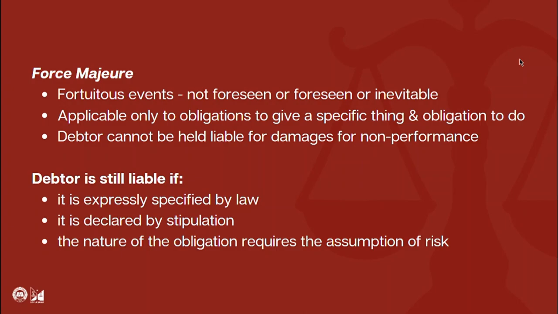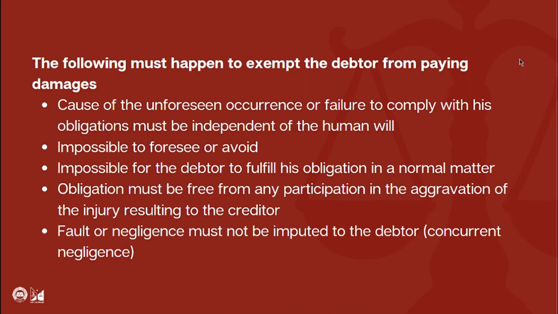The following must happen to exempt the debtor from paying damages. First, the cause of the unforeseen occurrence or failure to comply with his obligations must be independent of the human will. Second, it was impossible to foresee or avoid. Third, it is impossible for the debtor to fulfill his obligation in a normal manner. Fourth, the debtor must be free from any participation in the aggravation of the injury to the creditor. And lastly, fault or negligence must not be imputed to the debtor.